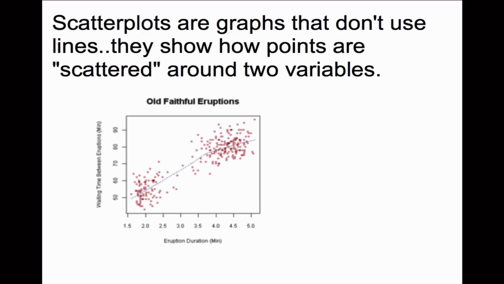Down at the bottom on the x-axis you'll see that it has how long the eruption lasted. Okay, and then over on the left-hand side, on the y-axis, you'll see that it shows the wait time between the eruptions. So this graph is trying to relate the eruption duration to the wait time between eruptions.